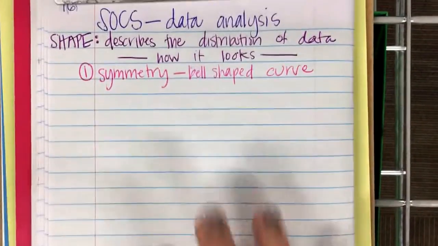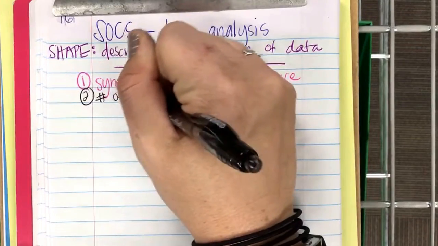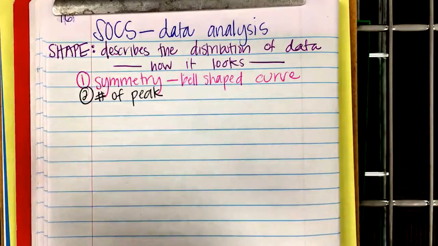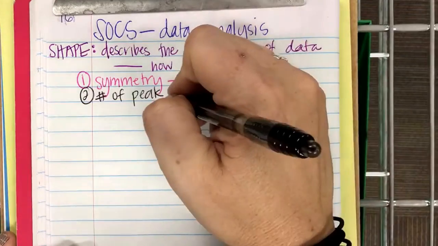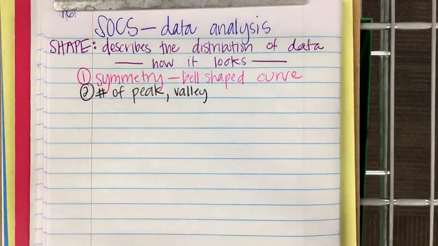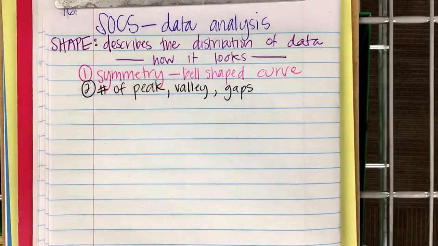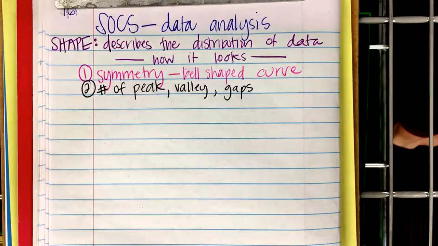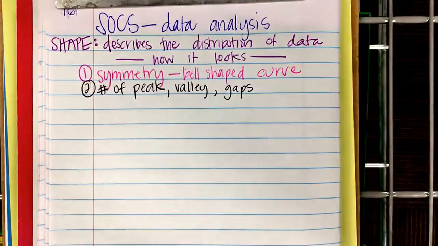You can talk about the number of peaks. What's a peak? Yeah, the highest point. How many modes? The highest point is typically a mode. How many peaks? Or the opposite, how many valleys, right, if it's going down. Or we could even talk about gaps. Are there any gaps in this shape? Is it symmetrical except there's a big gap? Right?